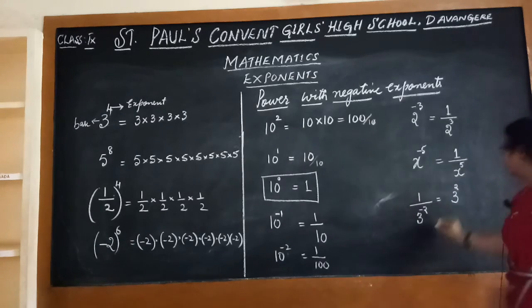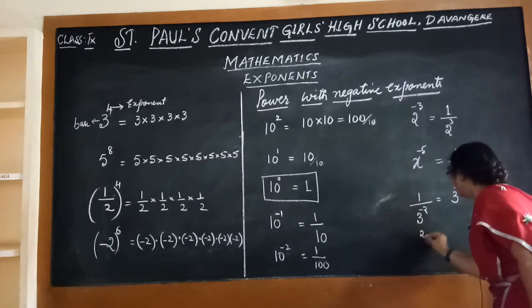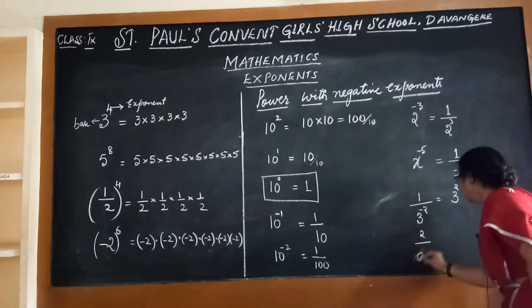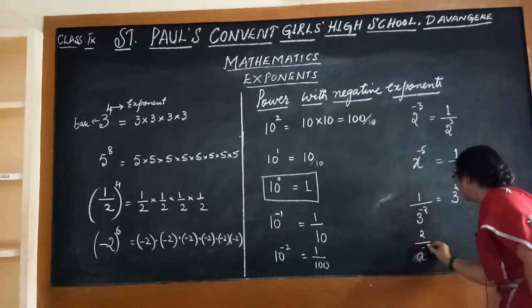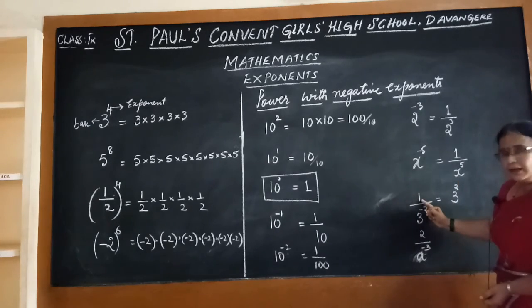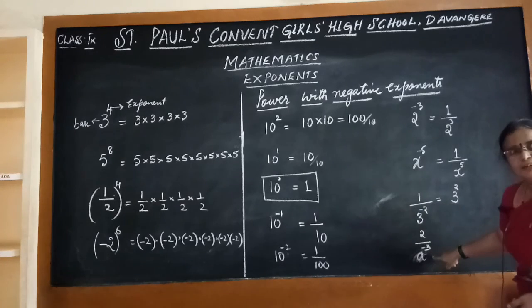One more example I give. 2 by 6 to the a to the power of minus 3. Here instead of 1, I have taken the other factor 2. Negative index is in the denominator. Shift it to the numerator.